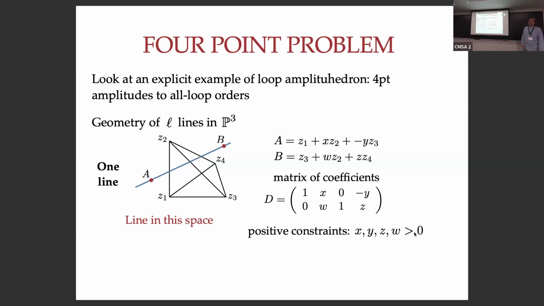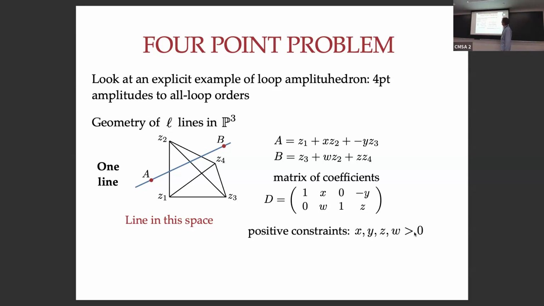This is a 4-point problem. This reduces the number of external legs to the minimum, which is 4. For 3, it's already too simple; you kind of get 1, nothing interesting. But for 4 external legs, the minimum number you can have, you go to infinite loop order. So you want to calculate all of these 4-point amplitudes. The geometry is very simple. It's a geometry of L lines, where L stands for the loop order, in P3.